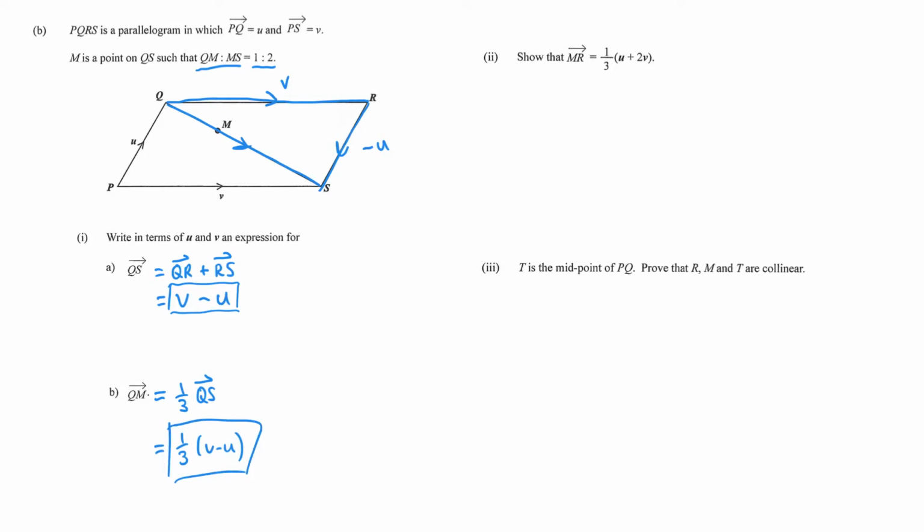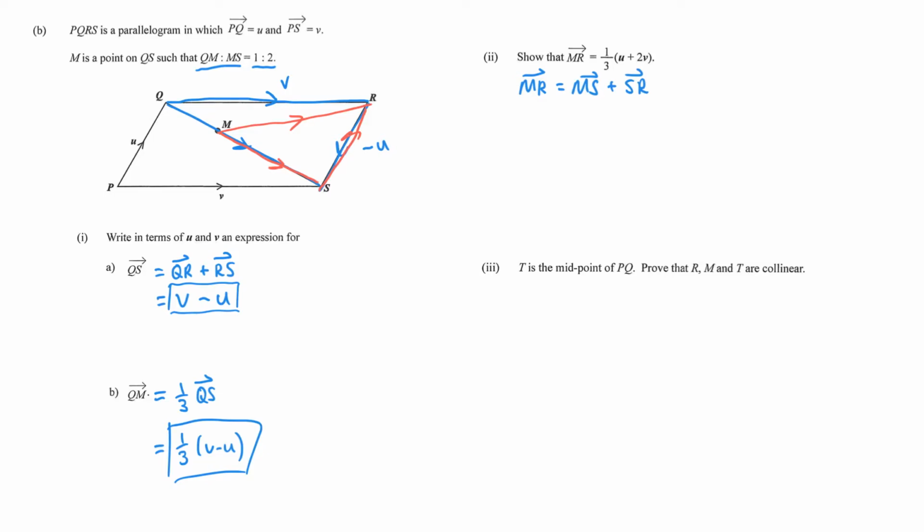In part 2, we want to show that the vector MR can be expressed as 1/3 times (u plus 2v). Let's start by drawing MR in our diagram. This vector can be thought of as the sum of two vectors, a vector from M to S, and then a vector from S to R. So again, we can think of MR as the sum of MS and SR.